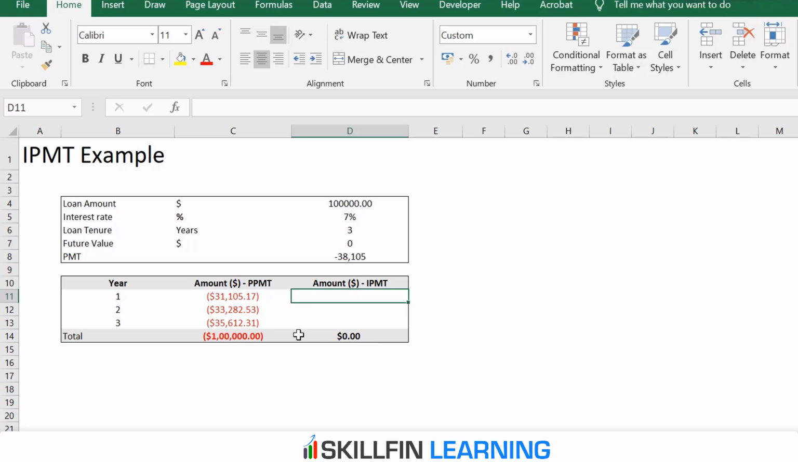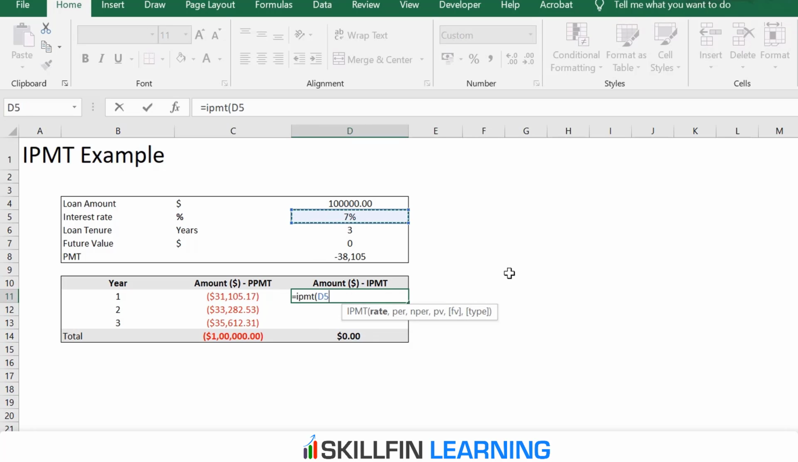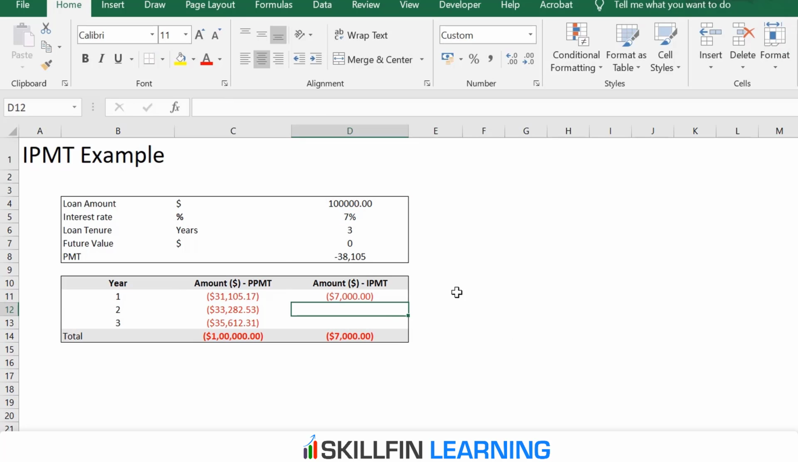To calculate the IPMT, type is equal to IPMT, the rate of the loan, the period, loan tenure, present value, future value, and type, enter. So we get 7,000. That means in year 1, out of the total EMI, 7,000 is the interest amount. If we add up the principal and the interest amount, we get an EMI of 38,105.